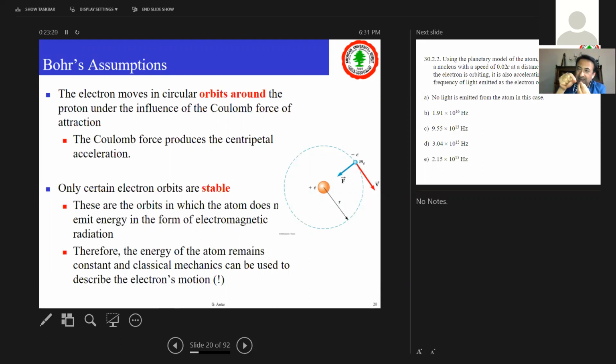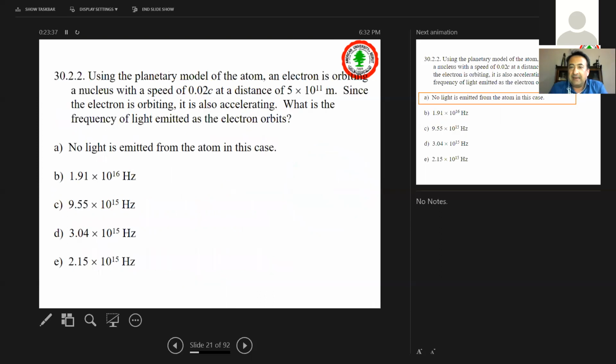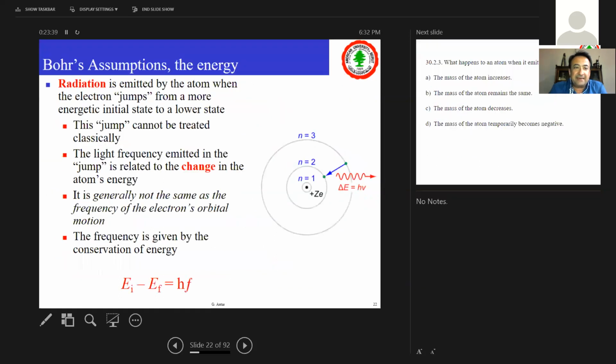If it is too close, then the electrostatic force is stronger than the centrifugal force, and the electron will go towards the proton. Okay? Consequently, there are only special orbits for which these forces are equal and opposite. Okay? And so let's see, and then how do you explain radiation? Now it becomes relatively simple.